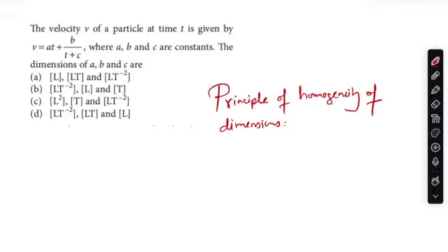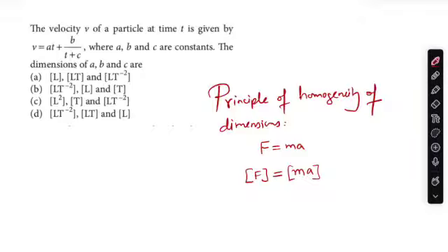in any equation, each term will have the same dimensions as all the other terms in that equation. For example, if we have a very simple equation like F equals ma, what the principle says is that the dimensions of the force F on the left side should be the same as the dimensions of this product m into a, mass times acceleration.